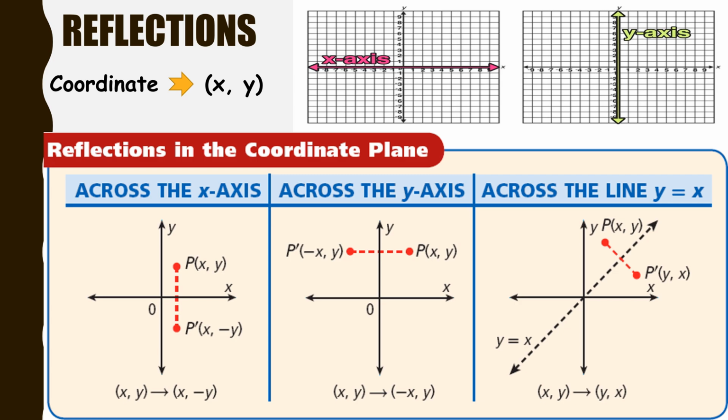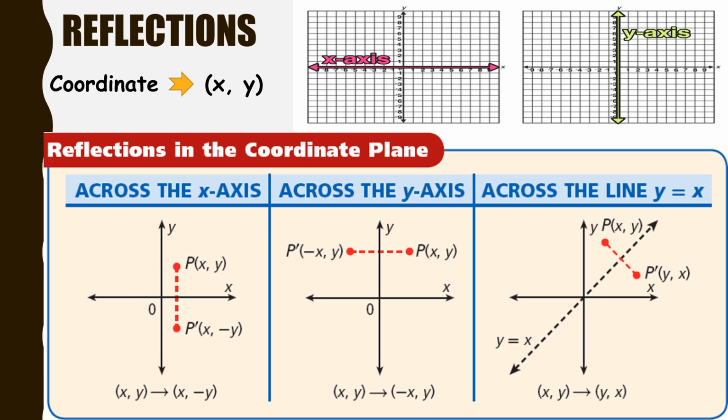So in this lesson, we will concentrate on three types of reflections in the coordinate plane. So we have reflections across the x-axis, we have reflection across the y-axis, and we also have reflection across the line y equals x. Just like what we talked about in the previous video, the vertical reflection, horizontal reflection, this is similar to that. So we have a rule for reflection, as I mentioned earlier, which we're going to discuss now.